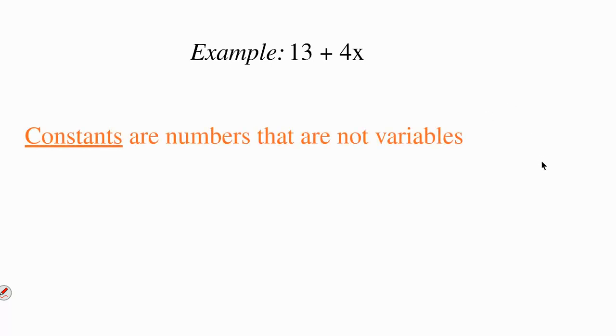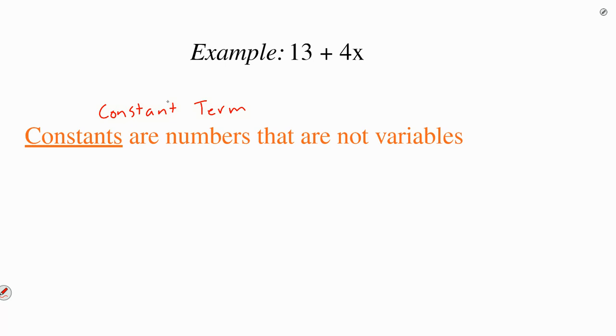The next term we need to know is constant. You may hear the phrase constant term. That is going to come up quite a bit in algebra. A constant term is a number. It's not a variable. And the word constant means to stay the same.